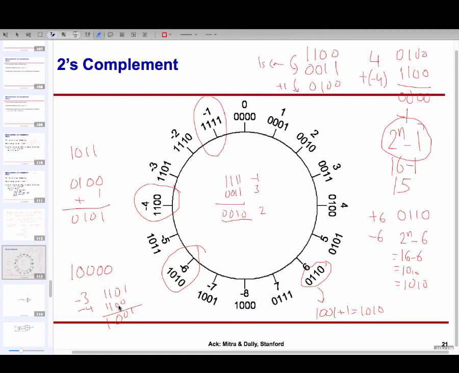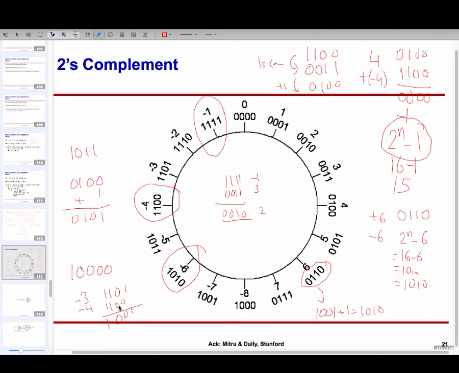So my regular adder functions as a 2's complement adder also. The only thing obviously is that I am interpreting these input patterns differently now. I mean, the number 1011 is no more 11 as it would be in a standard binary adder, but I interpret it as minus 5.